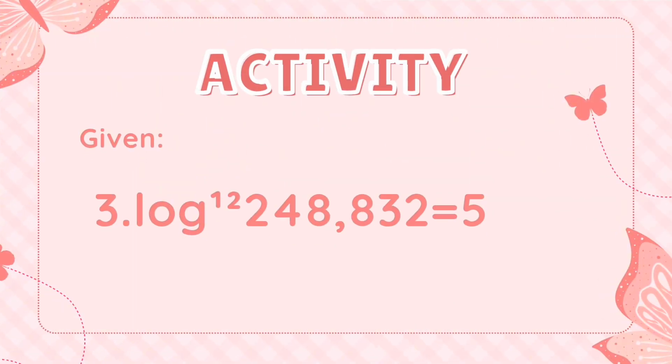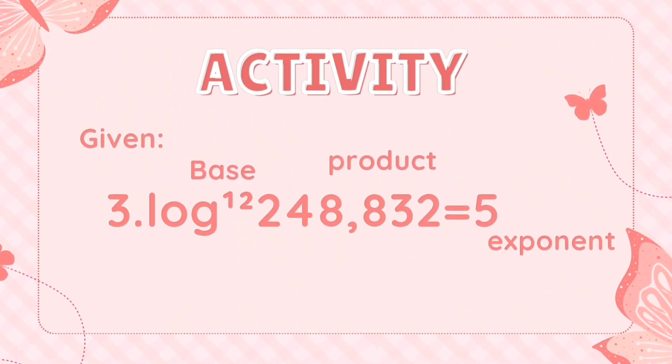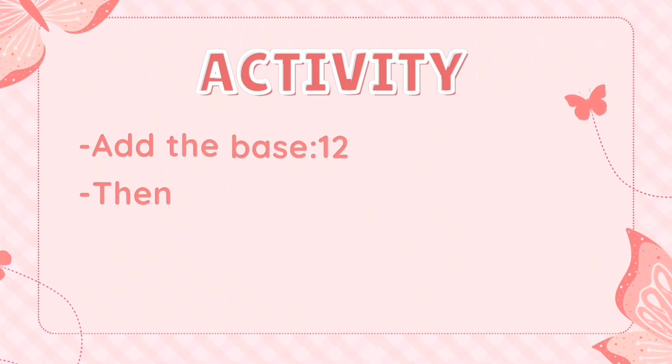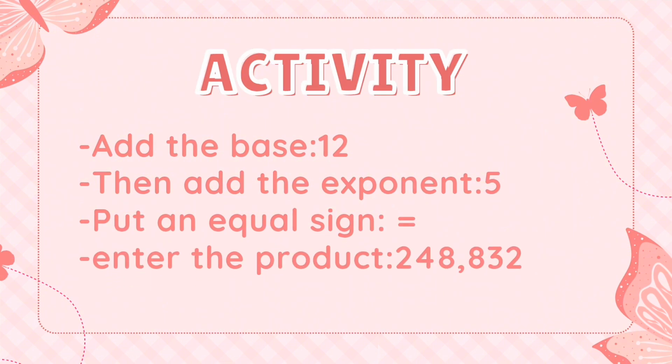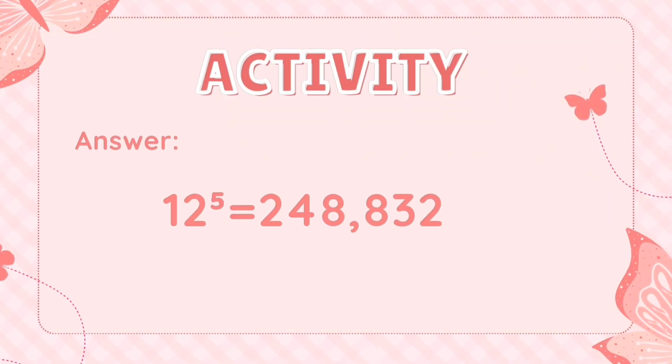Number 3, the given equation is log base 12 of 248,832 equals 5, where the base is 12 and the exponent is 5. The product is 248,832. So here are the steps that we need to follow. Add the base 12, then add the exponent 5, put an equal sign, enter the product 248,832. So the answer is 12 to the power of 5 equals 248,832.